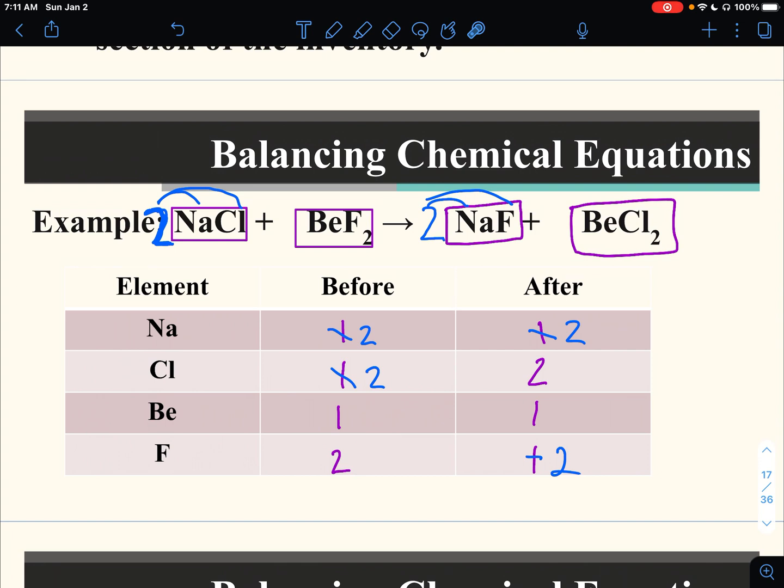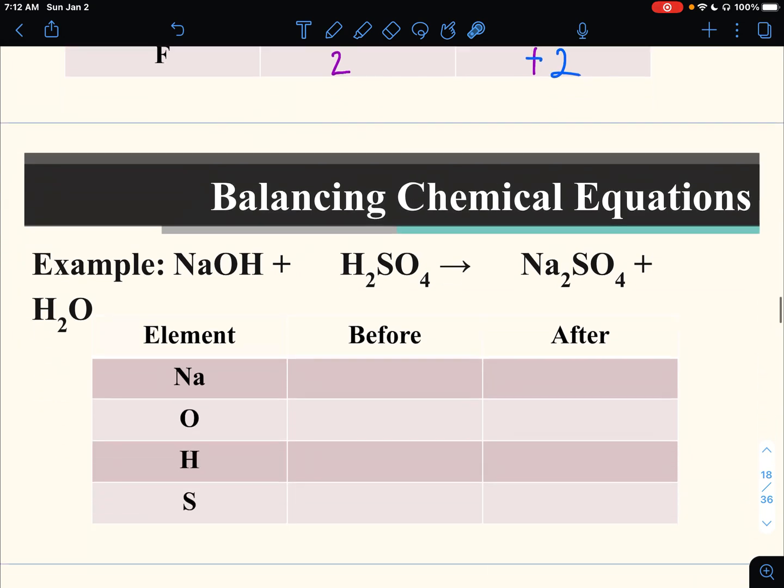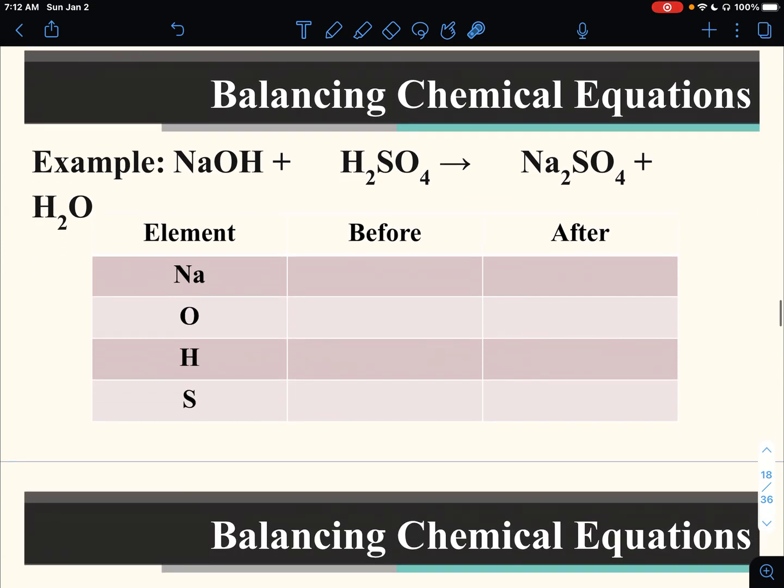So if you can do this without the chart, which many of you will get there by the time we're done with this, you're welcome to do that. All I care about is seeing this done correctly. So let's try another one.